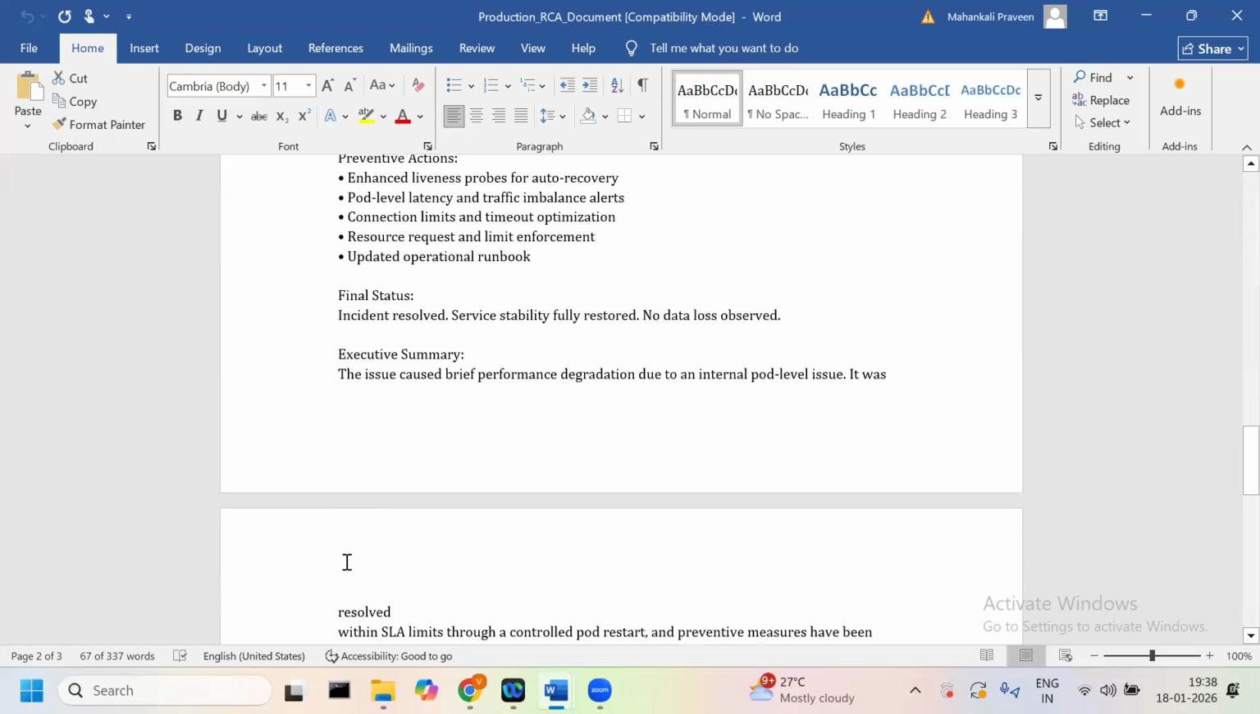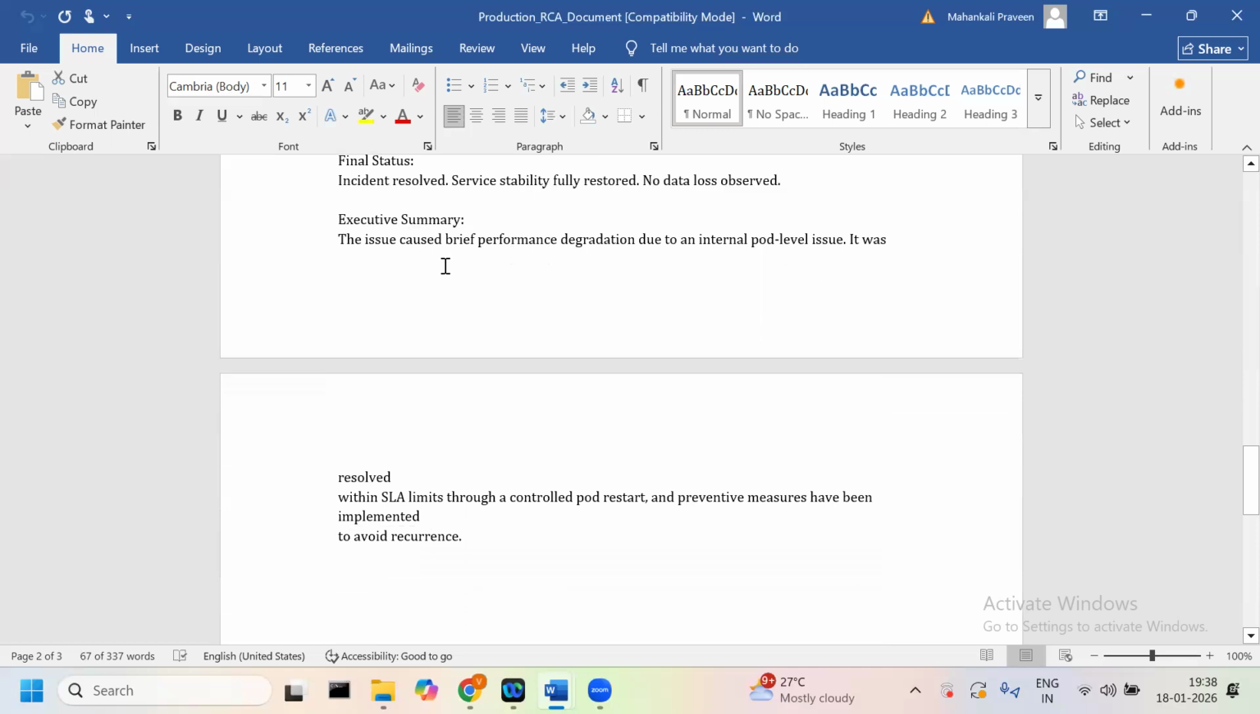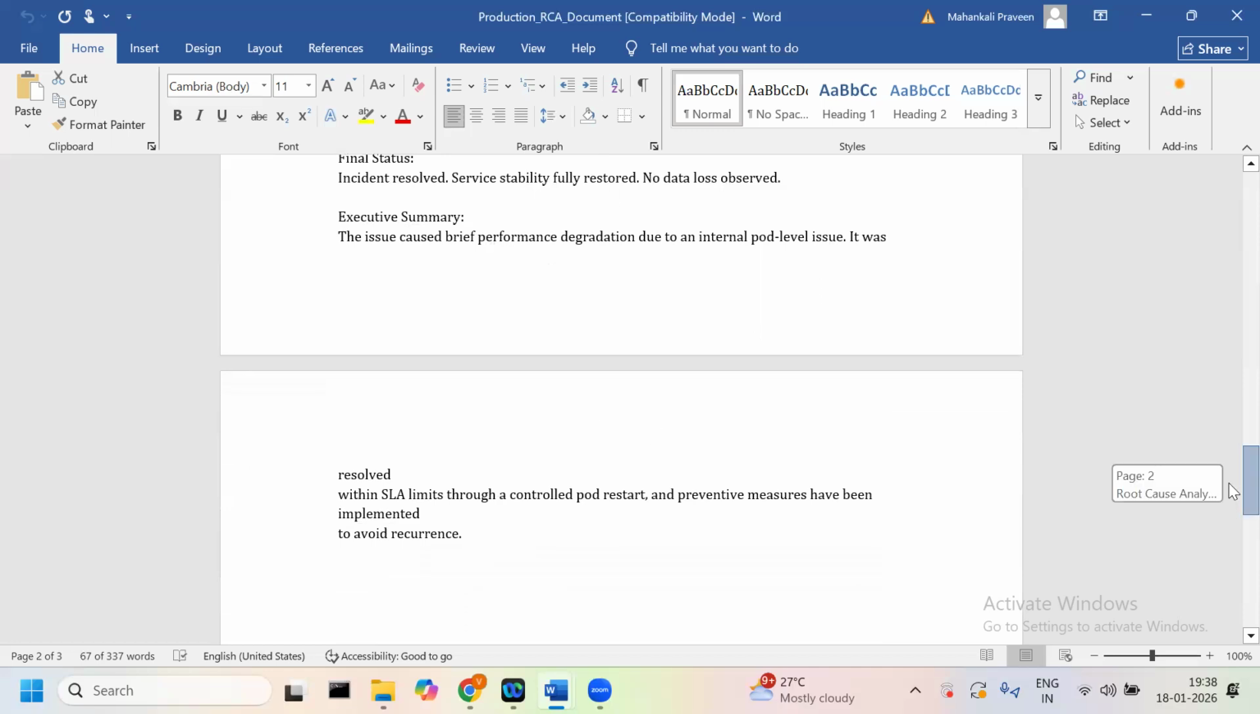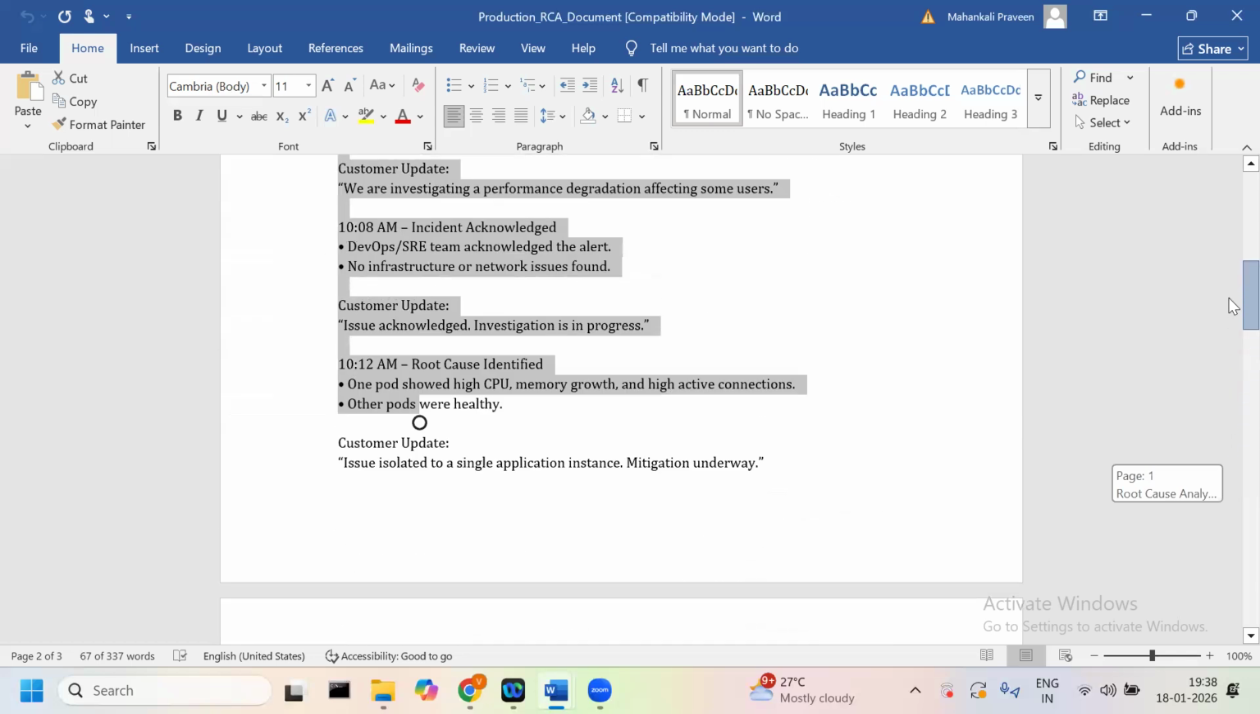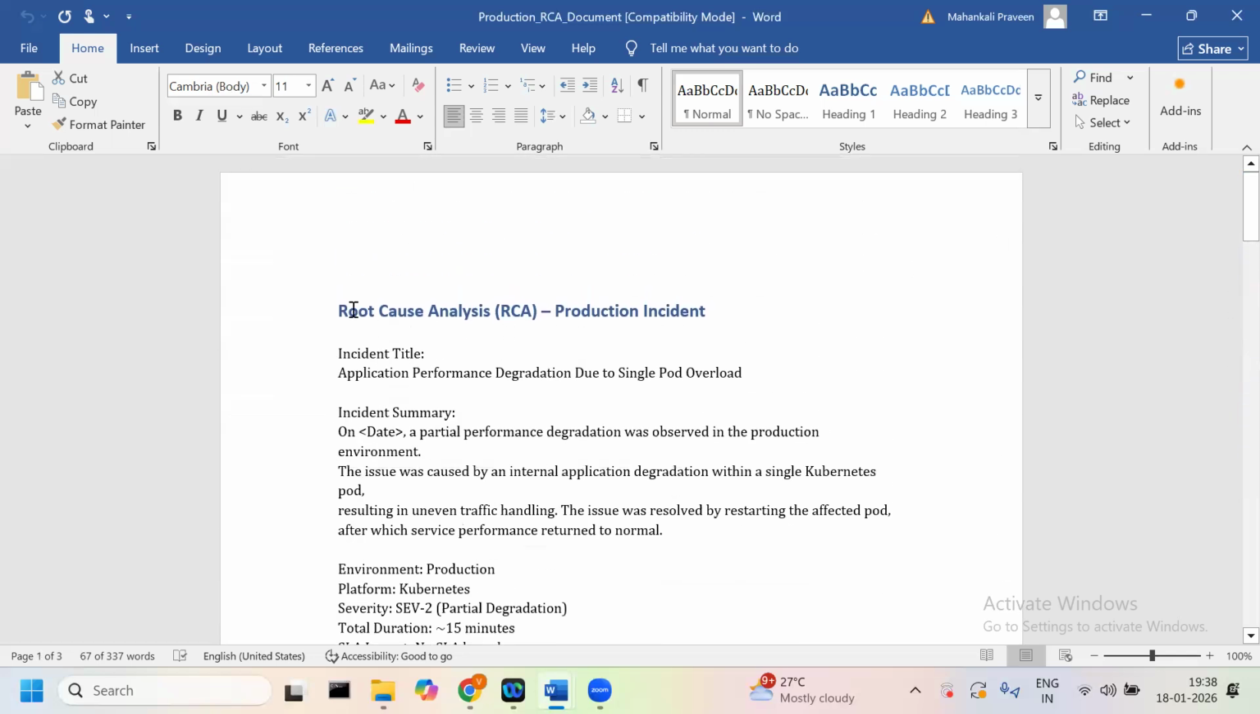The final summary: the issue was a brief performance degradation caused by an internal pod-level issue. It was resolved within the SLA limits through a controlled pod restart, and preventive measures have been implemented to avoid recurrence. So this is how, when an interviewer asks how to resolve the issue, we can explain.